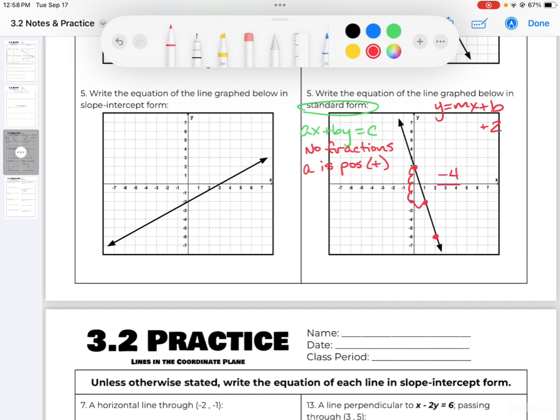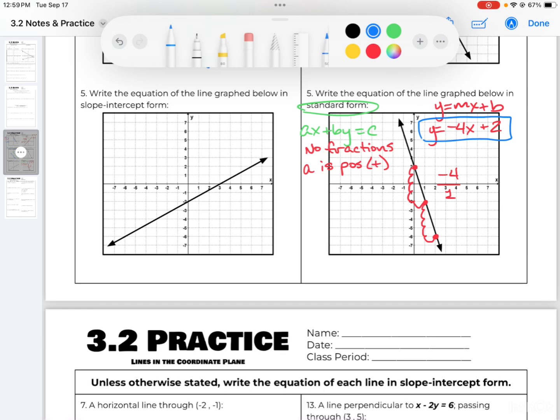So down 4 over 1, and just double check that again. 1, 2, 3, 4 over 1. So my slope is -4. So that's the equation of my line in slope-intercept form right here. Y equals -4x plus 2.